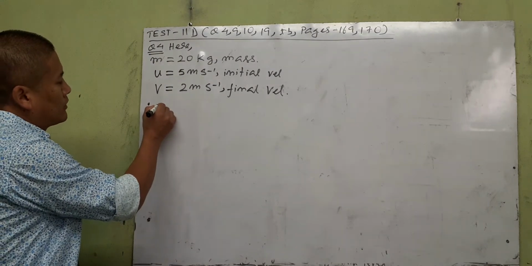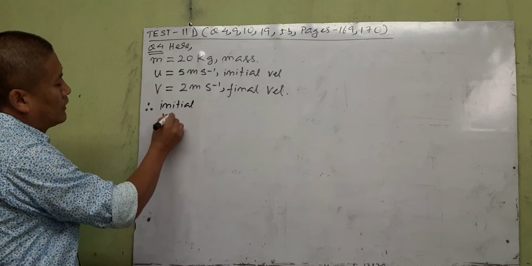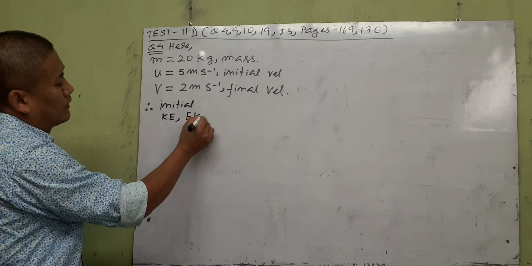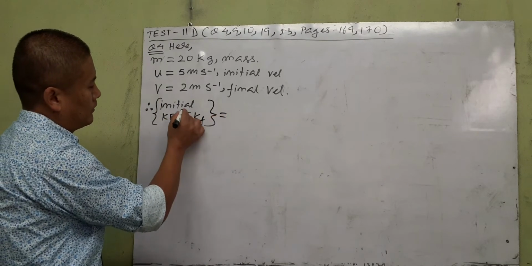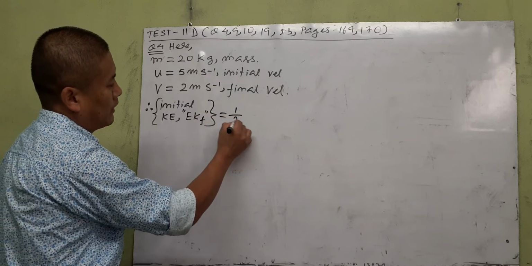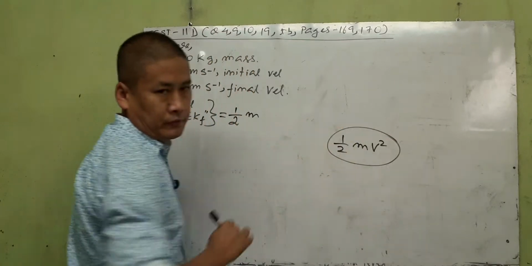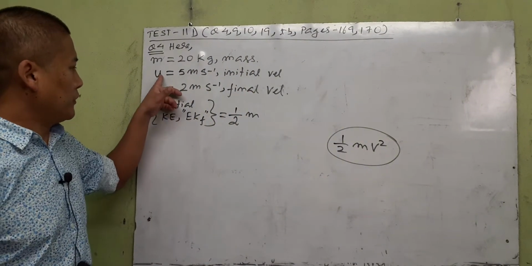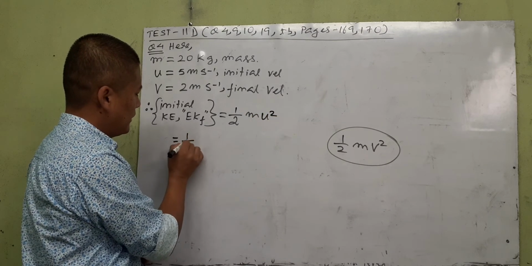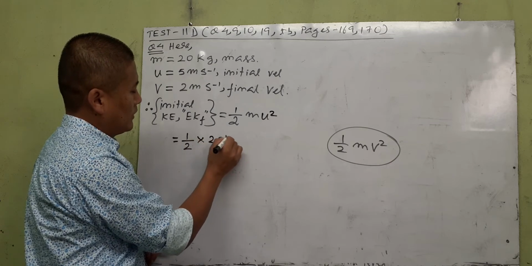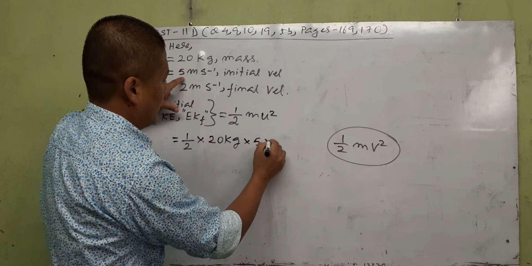So let's just write here initial kinetic energy. Let us say E kI, denoting the initial kinetic energy, will be half. The formula for kinetic energy is half m v square, right? We know that now. Since it's initial, we have to use the initial velocity, not v, but u square. So if we calculate this, we are going to get half. Mass is 20 kg. And u here is 5, so we can write here 5 into 5.